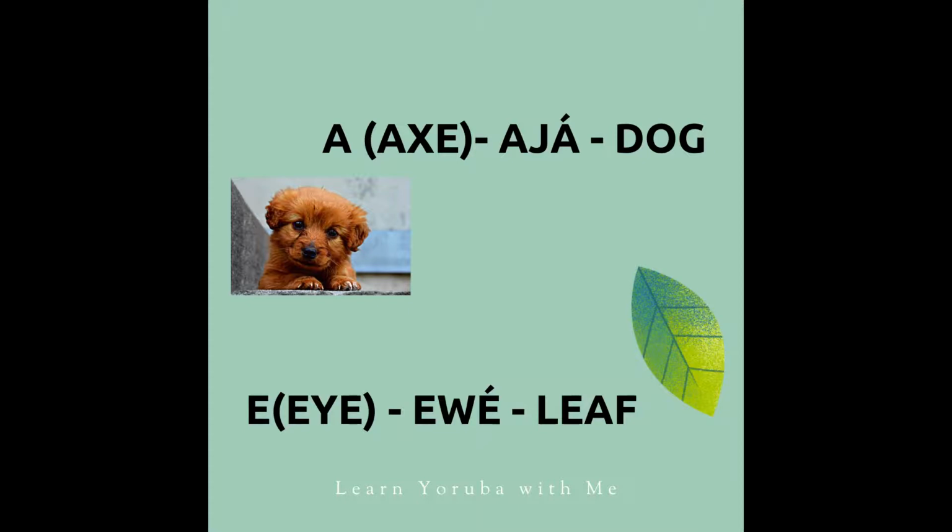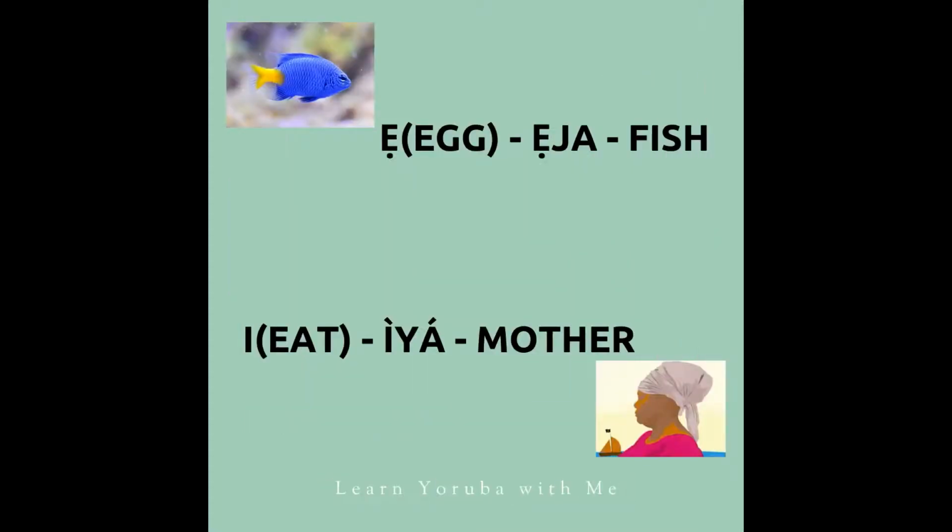After ewe, we then have the vowel which is pronounced as the English word egg, e. The Yoruba word that has it is eja, eja. Notice eja doesn't have any left or right intonation marks, but does have a mark underneath that e. That is the sound. Eja. Eja is obviously fish in Yoruba. Then we have the vowel i, as in the English word eat, i. The Yoruba word that has i is iya, iya. Notice iya has 2 intonation marks, one on the left and one on the right, iya, and iya is mother in Yoruba.